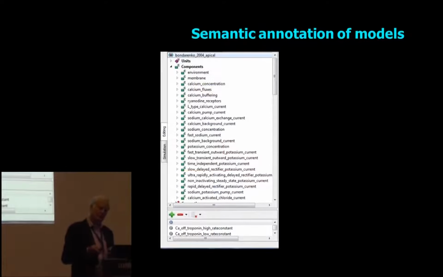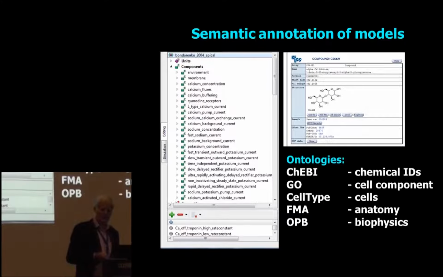And then an equally important part of all of this is the semantic annotation. Bernard will talk more about this, but the ability to build composite models depends on your ability to label the components of the model with standardized terms that the ontologists come up with. And there are typically 5 ontologies that are needed to do this for the type of world that we live in. So ChEBI for chemical IDs, GO for cell components, the cell type ontology, the Foundational Model of Anatomy for the anatomy, and one of the ontologies that deals with physics, such as the biophysics.